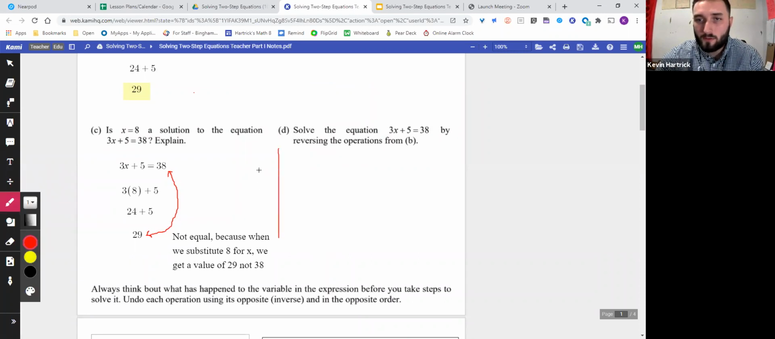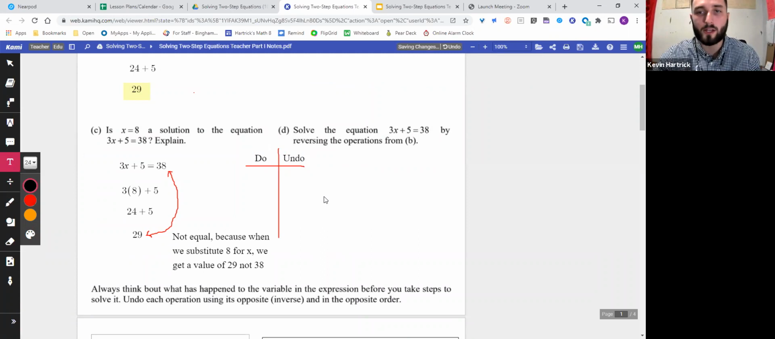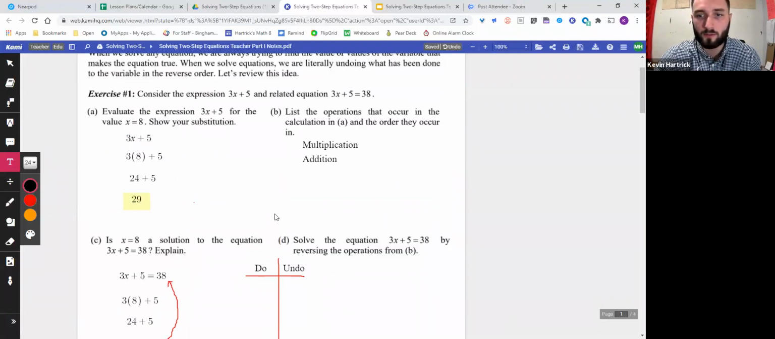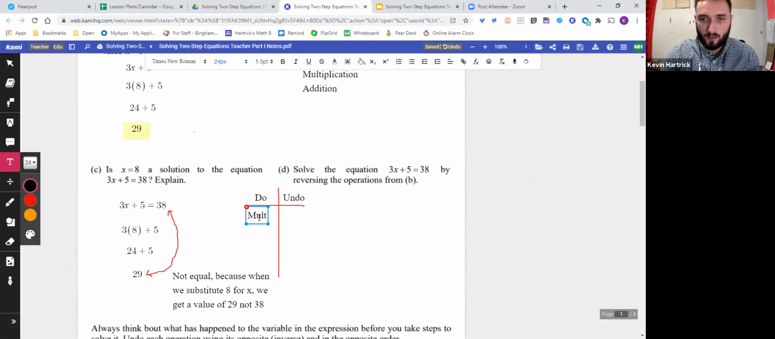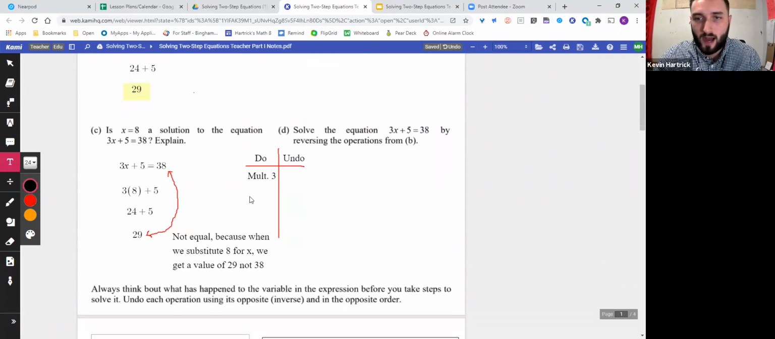The way we're going to do that is we're going to start with a table called a do and undo table. Do means what happened in the equation, and undo means how we would undo that. Let's take a look at what happened in this equation. The first thing that happened to this x was that it was multiplied by 3. Then what happened was addition: add 5.